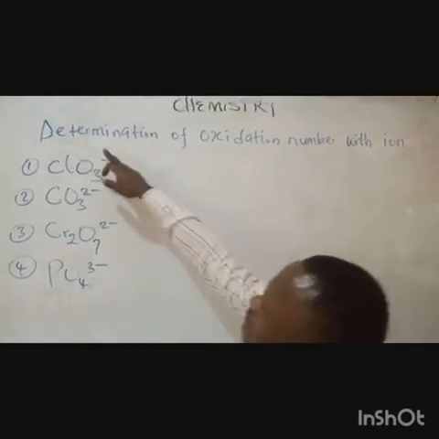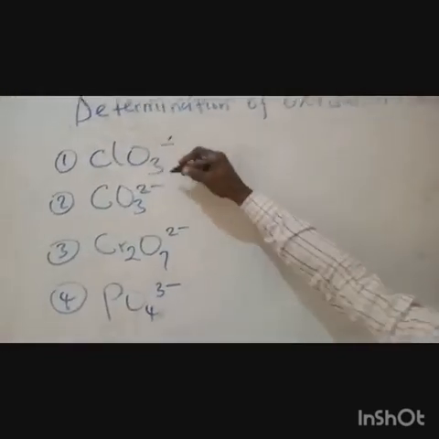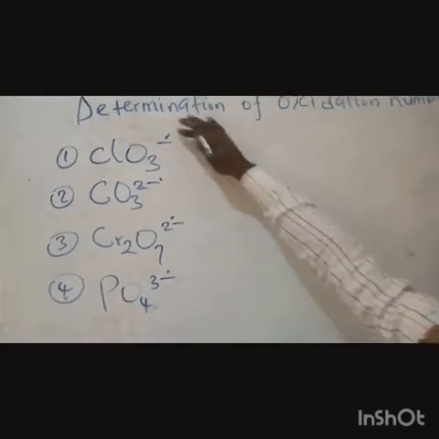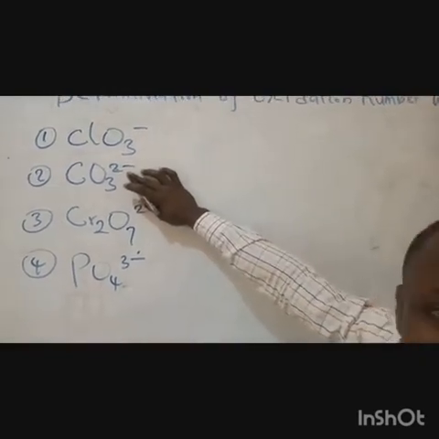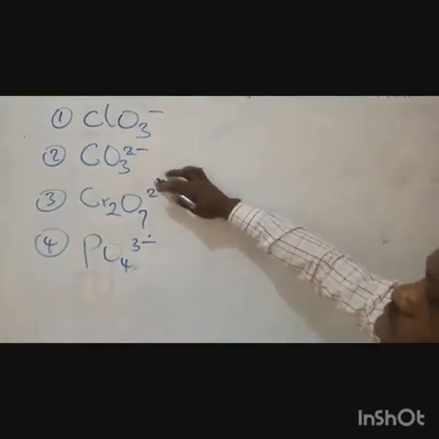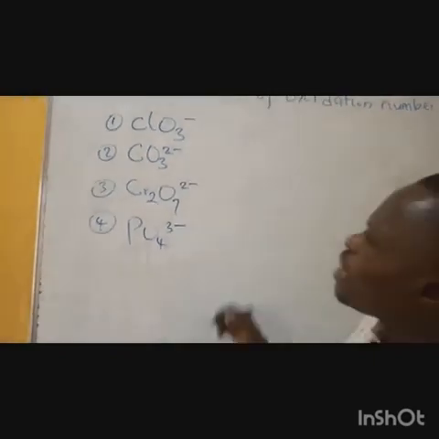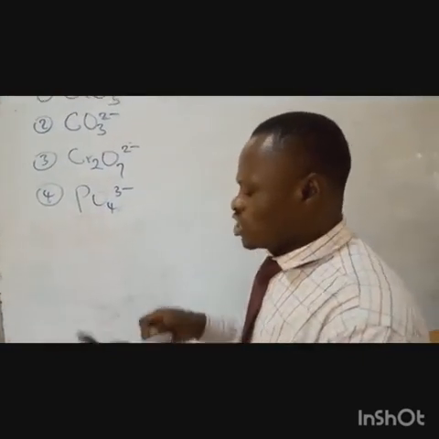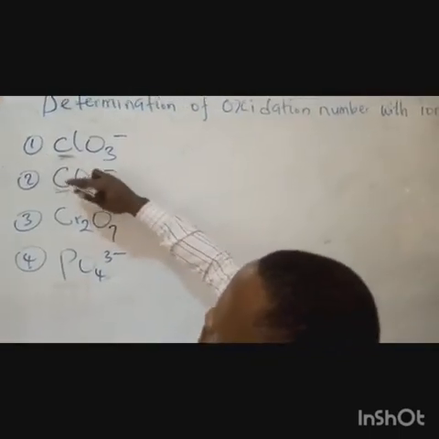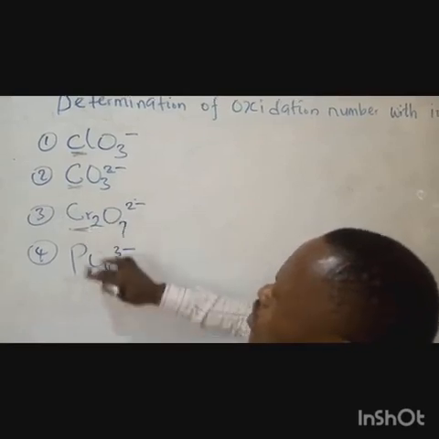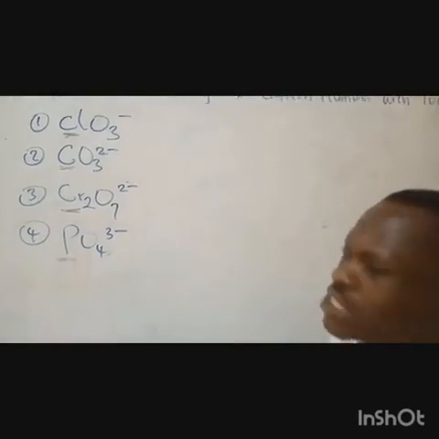What are charges? These are charges, or you can call them ions. This one is charges, this one is charges. This one has a charge of 1, this one has a charge of -2, this one has a charge of -2, and this one has a charge of -3. So we are going to determine the oxidation number of this element in each compound: chlorine in this compound, carbon in this compound, chromium in this compound, and phosphorus in this compound. We will start from the first one.